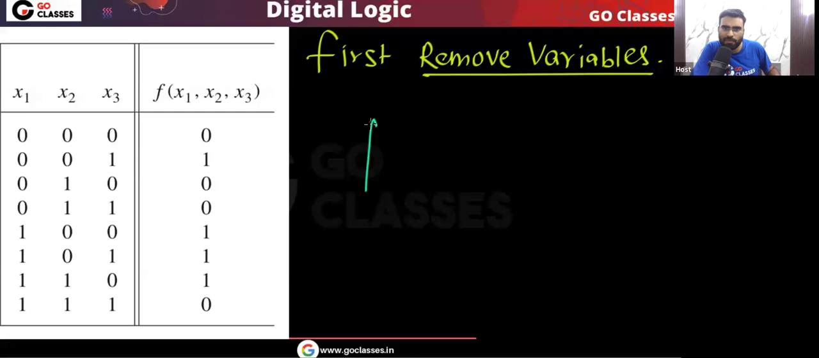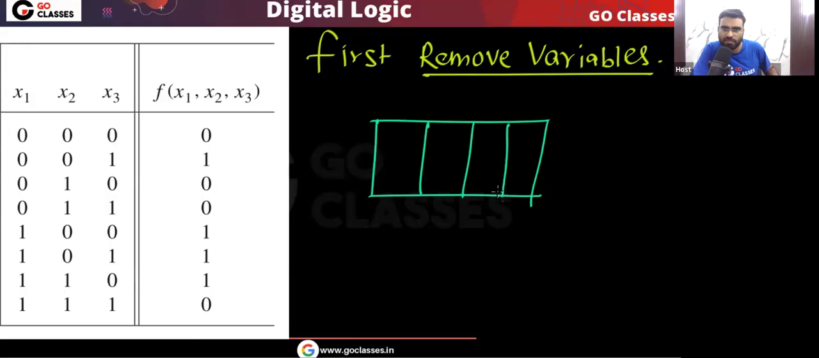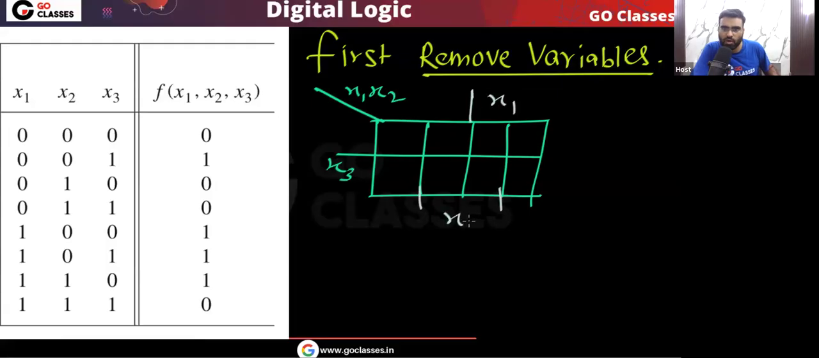Let's check with the help of a K-map. Just minimize x1, x2, x3. This is the area of x1. This is the area of x2. This is the area of x3. Now just check, is there any useless variable? Minimize and check. First, remove useless variables. This is what you need to do.